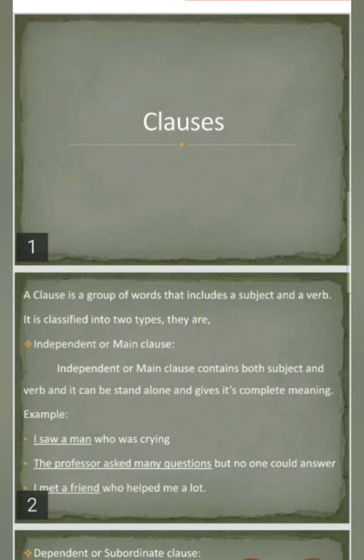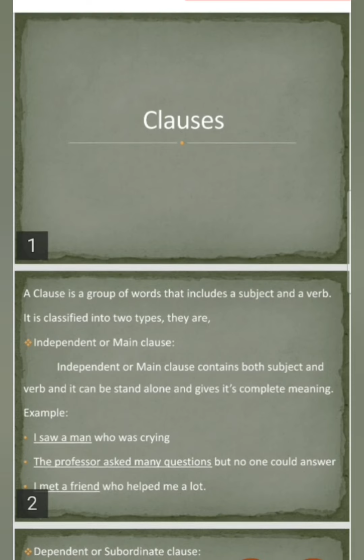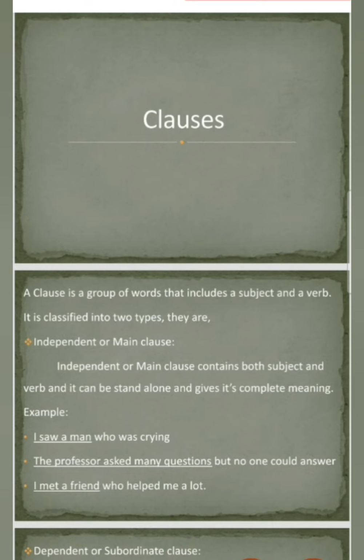Clause is a group of words that includes a subject and verb. So it classifies into two types. One is independent, another one is dependent. Independent or else called main clause, and dependent or else called subordinate clause. So what do you mean by independent clause? An independent clause has both subject and verb. It can stand alone and gives complete meaning. That is called independent clause.